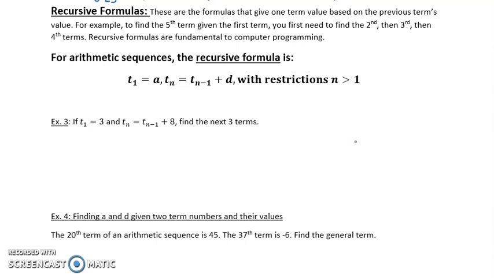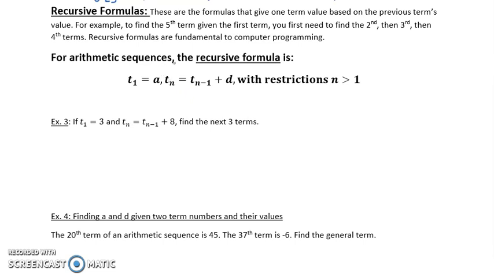Recursive formulas are fundamental in computer programming, because you might wonder, why would we care for this, when I've learned a shortcut to find this all the way to the 25th term. And that's the reason. These are absolutely fundamental when it comes to things like computer programming. And they'll also creep up in other areas of mathematics as well.